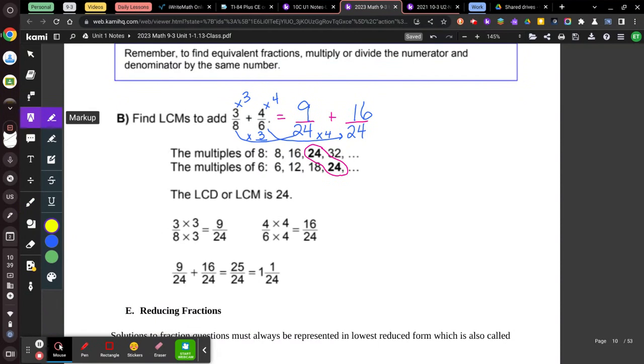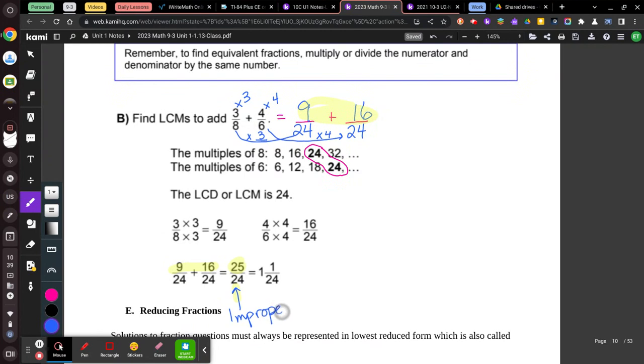That's what they're showing us right here. We get our 9 and 16. Now we're going to add them up. If I add those 9 and 16, I'm going to get a 25. Well, that means I have more pieces than the bottom. When you have more pieces than the bottom, you've got an improper fraction like we talked about at the beginning. So now this is our improper fraction, that one. So this guy is our improper. And this guy is our mixed number.